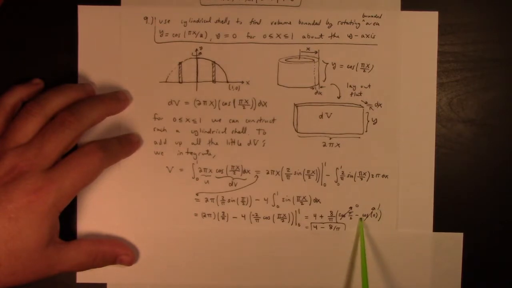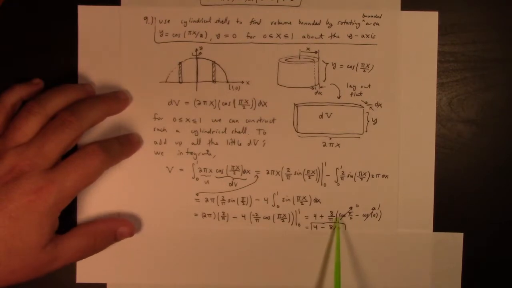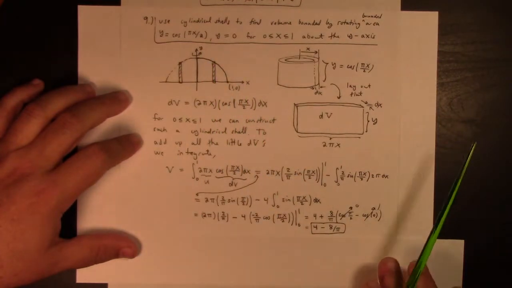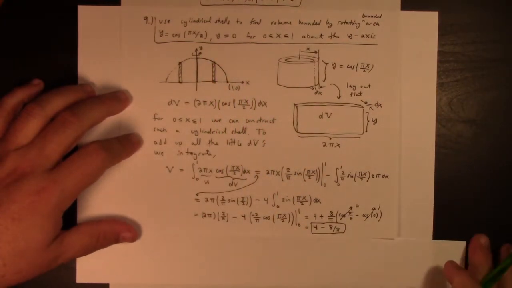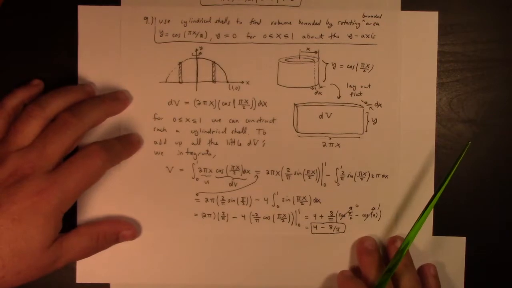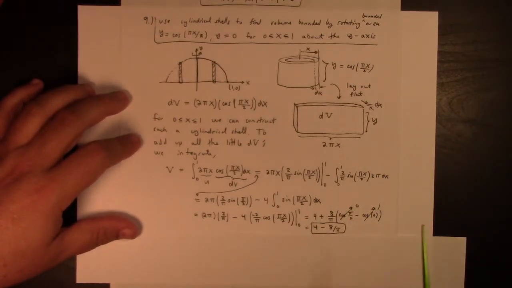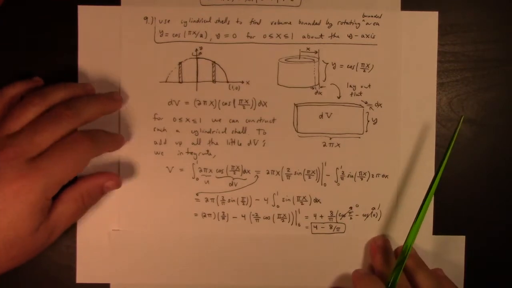So I get a subtraction from the fundamental theorem of calculus, part 2 there. And that leaves me with 4 minus 8 over pi. 4 minus 8 over pi is the volume of this curve revolved around the y-axis. So this is the method of shells. If you haven't seen it before, it would be a good idea to go find the section in your textbook on this and read about it.